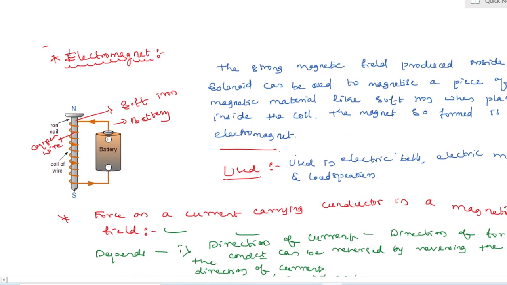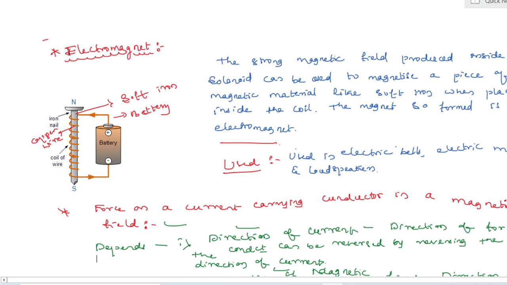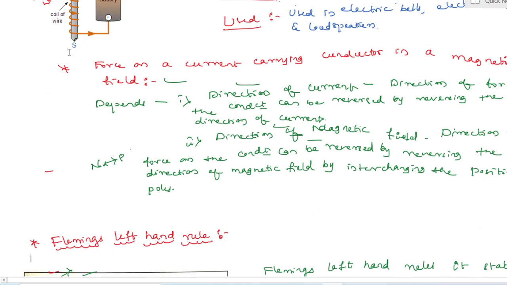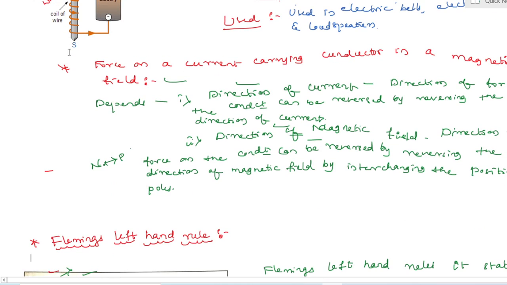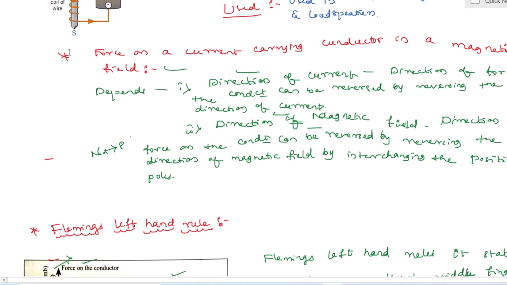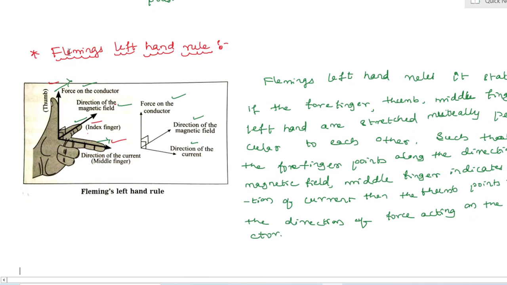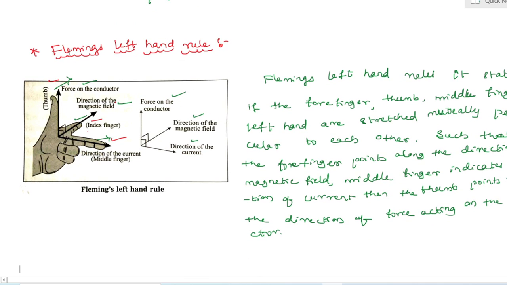Afterwards, electromagnet: soft iron, copper wire and battery. Here we discussed how electromagnets are formed and where electromagnets are used. Afterwards, the factors on which force on a current carrying conductor in a magnetic field depends. Finally, Fleming's left hand thumb rule. Yes.